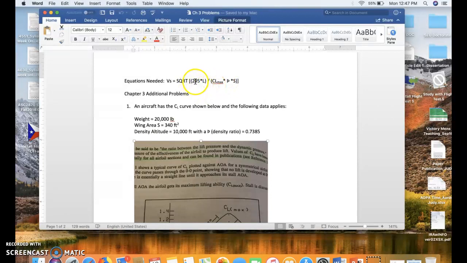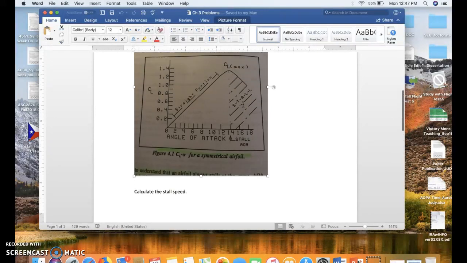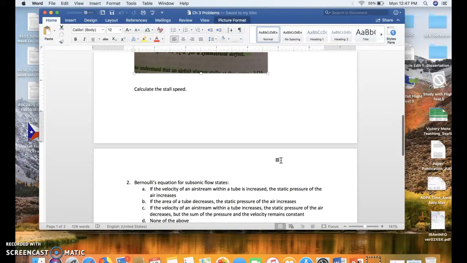So you want to multiply 295 times the lift. Lift is equal to weight, 20,000 pounds. And then divide that by CL max, so 1.3 times 0.7385 times 340. And then take the square root of that value, and you should get something around 133, 134 feet per second to determine the stall speed.